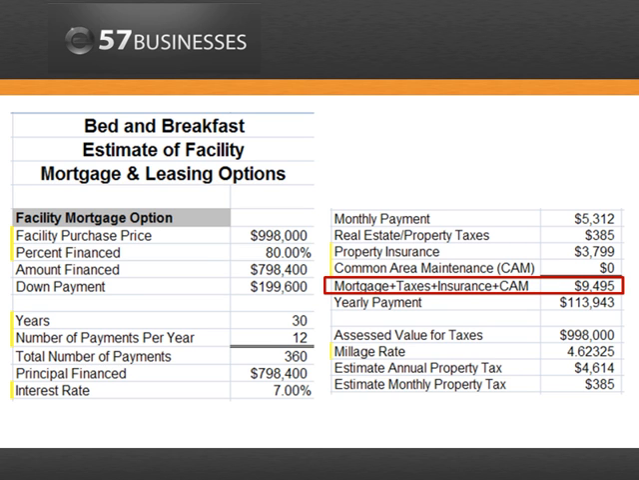You'll see the monthly payment was $5,312. You have to add property taxes and insurance. If there happened to be a common area maintenance fee, you'd have to include that in there as well. So the mortgage plus the taxes plus the insurance came out to $9,495. That is something that we need for the expenses. So we know that that much money is going to be going out a month just to pay the mortgage on the actual bed and breakfast itself.